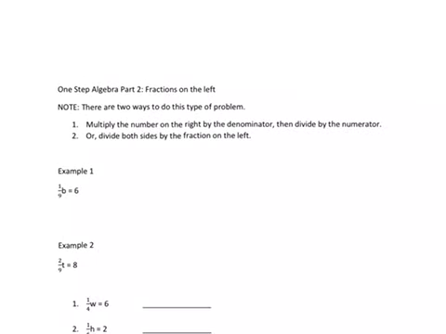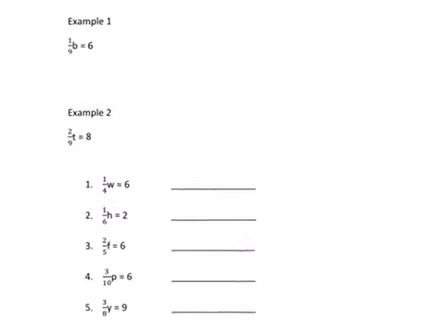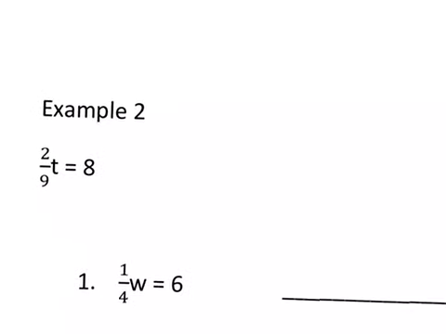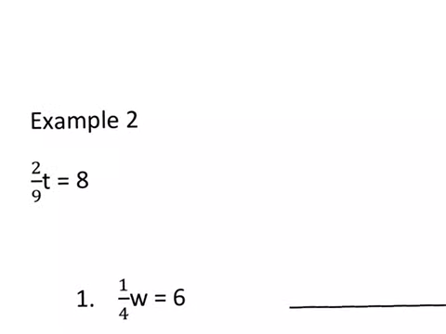And there are two ways to do it, and both are honestly about the same way. The first way I'm going to show you is to divide both sides of the fraction. I'm actually going to start with number 2, and then I'm going to show you number 1 on the second example. So let's go down to number 2 because it works a little bit easier. So example number 2 says 2/9 t equals 8.